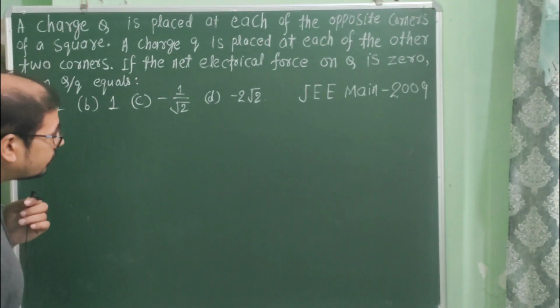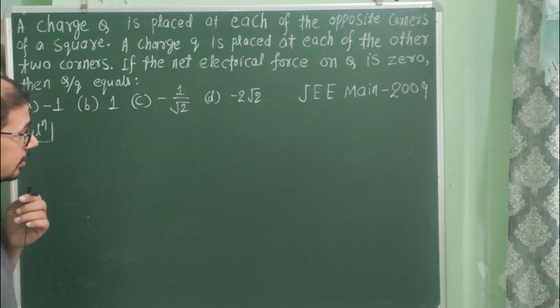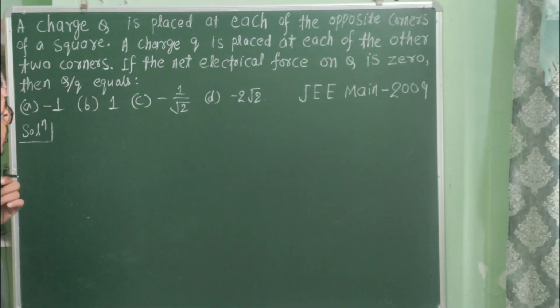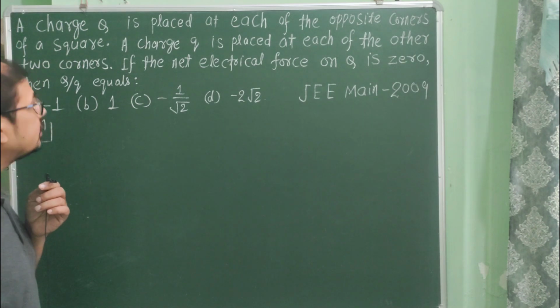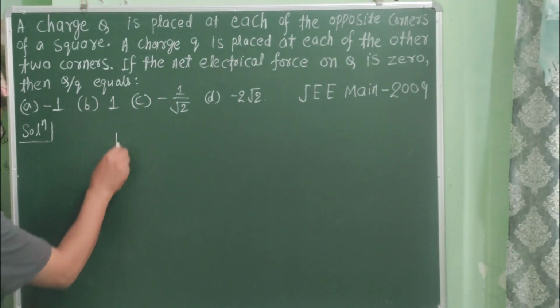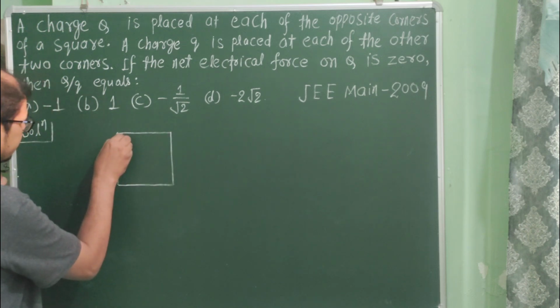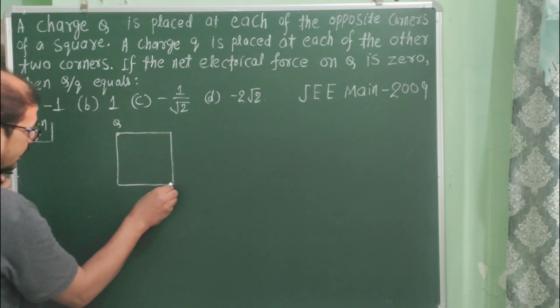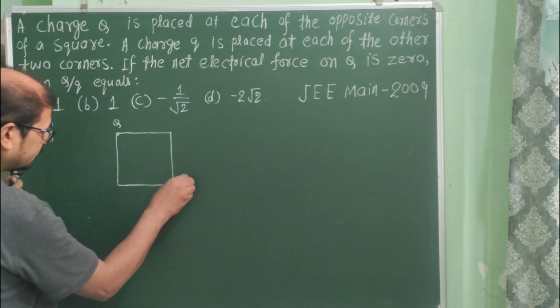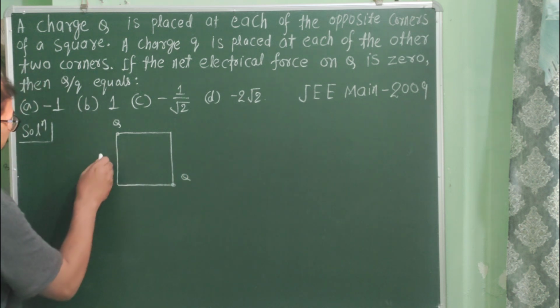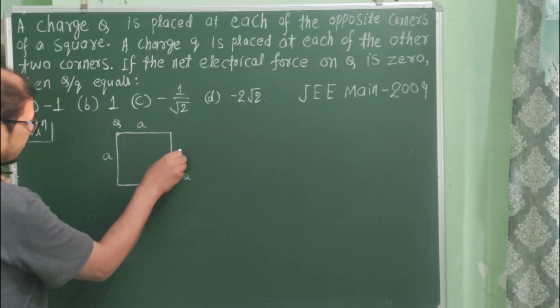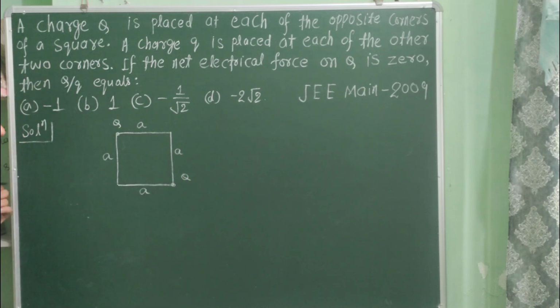Today I will discuss an important question taken from electrostatics and based on the equilibrium of forces. A charge Q is placed at each of the opposite corners of a square. This is a square. Charge is placed at opposite corners, that is corner A and another corner B, opposite. This is B, a side of the square.